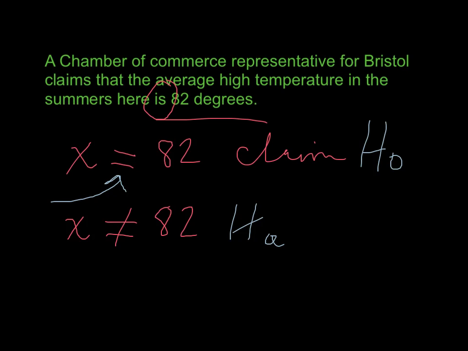So we have identified the null, which we symbolize as H-naught, or H-oh. Yeah, okay, I know it's weird, but that's what we do. And HA is the alternative.